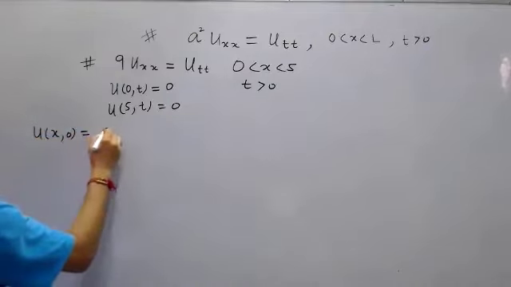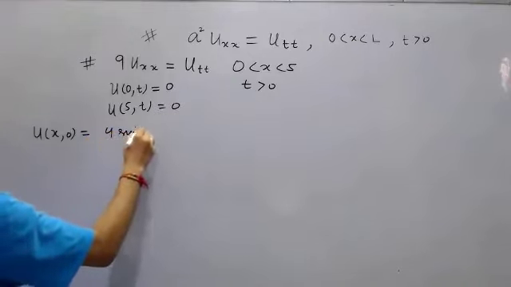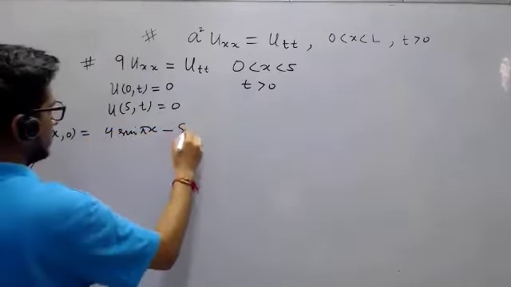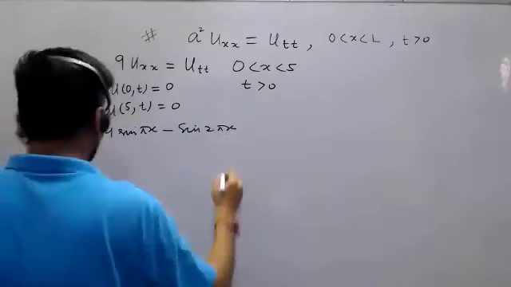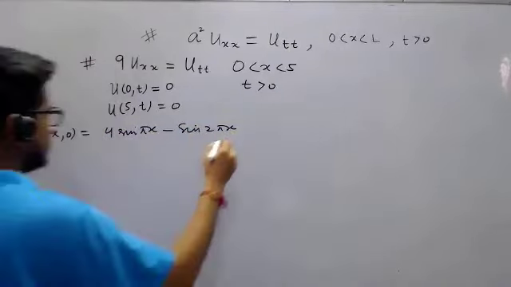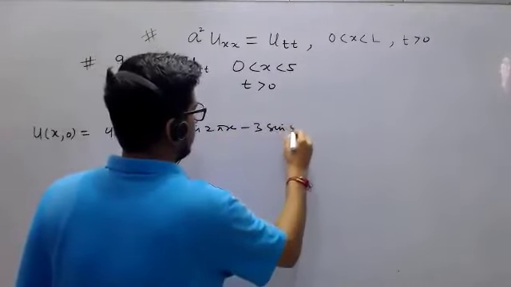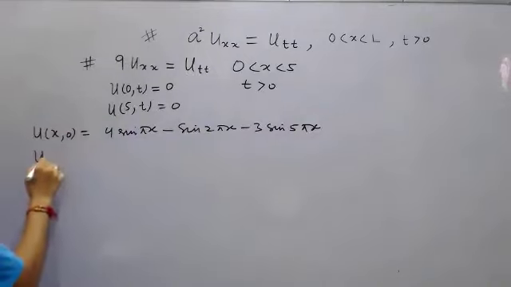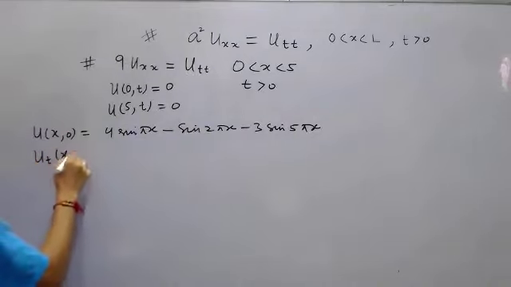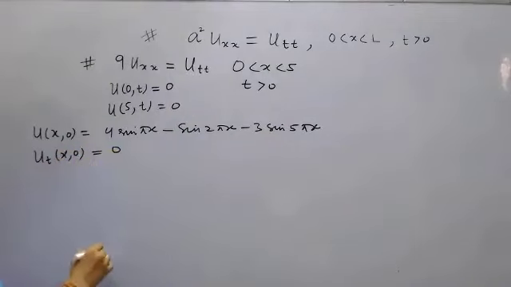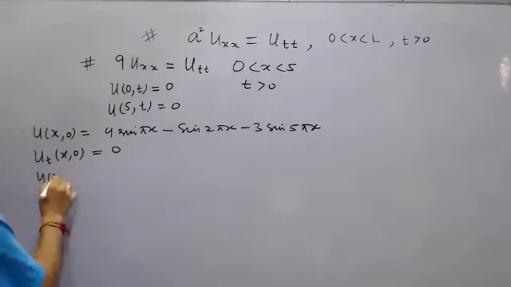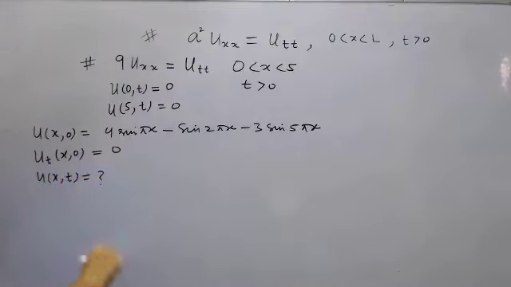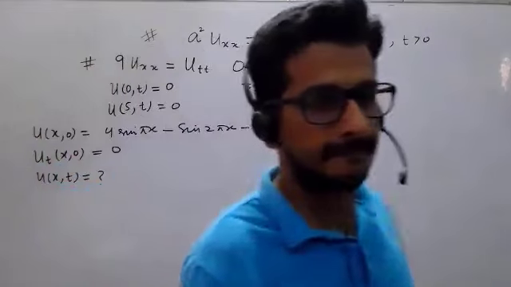0 is equal to 4 sine pi x minus sine 2 pi x minus 3 sine 5 pi x. Okay, and u of t x comma 0 is equal to 0. This is the question, and suppose u of x comma t is equal to question mark. Correct?